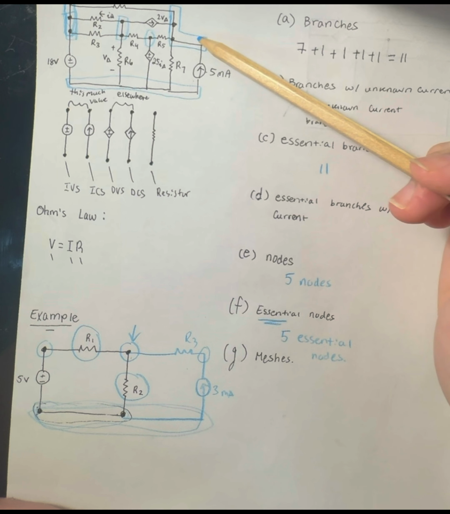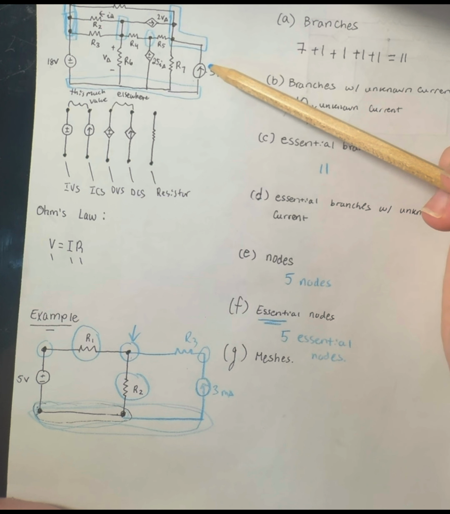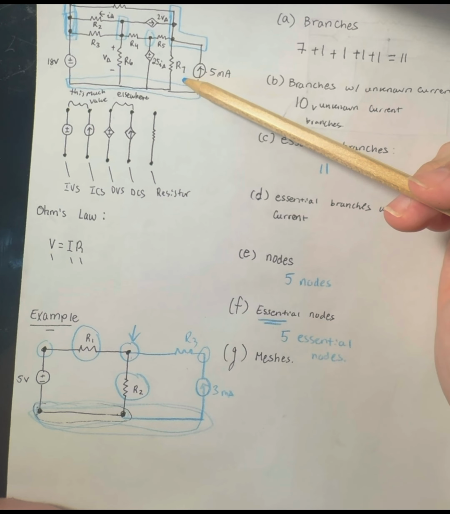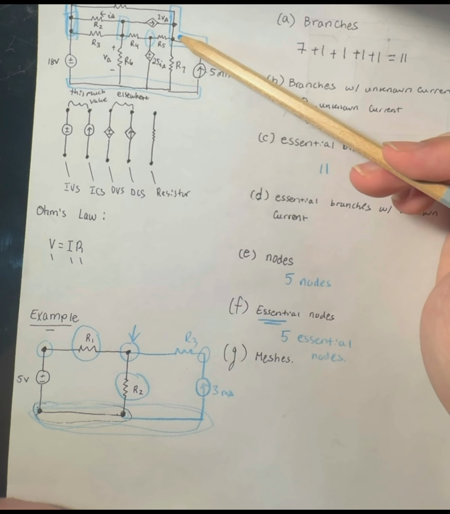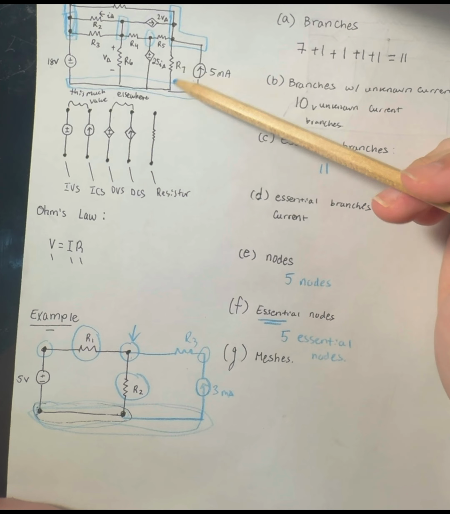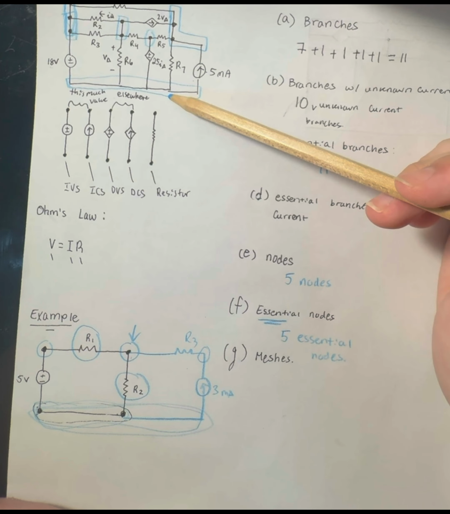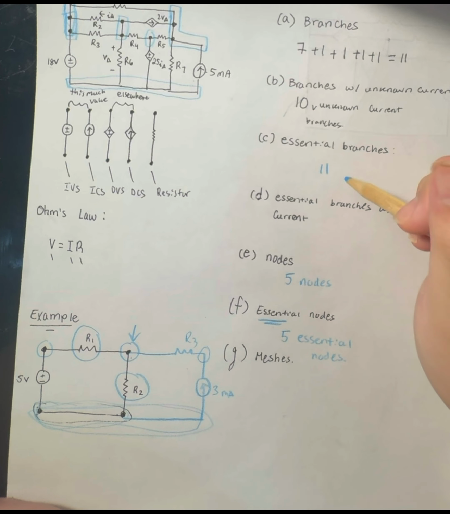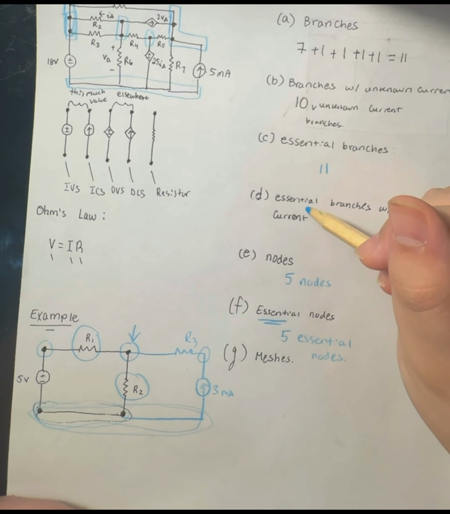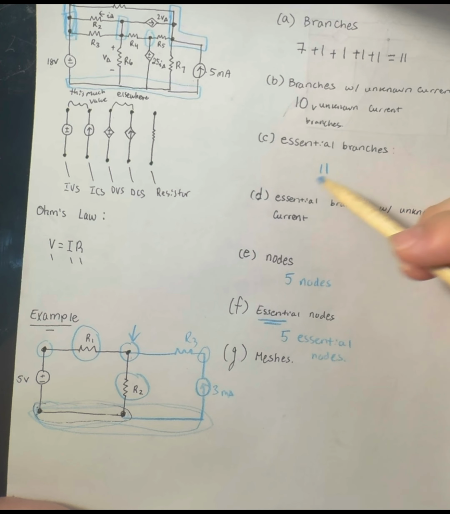And you can apply the same method to, for example, this R7 resistor separated by 2 essential nodes, right? So that's easily an essential branch. So now we know what an essential branch is. Okay, so what about problem D?